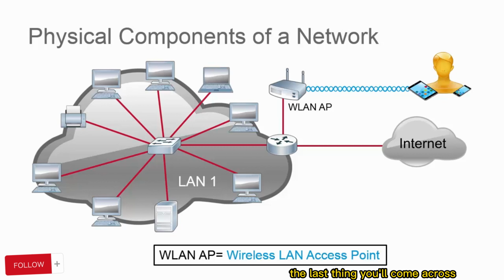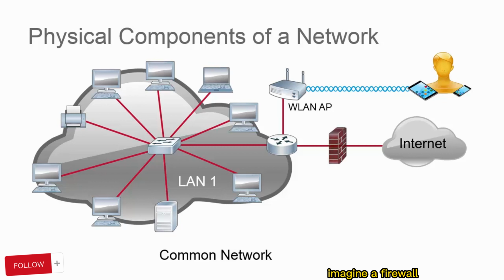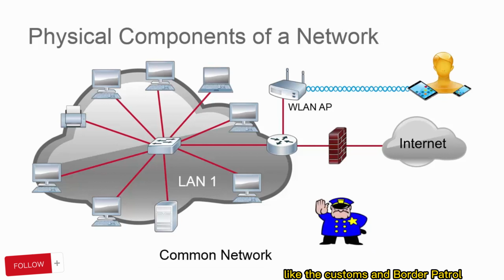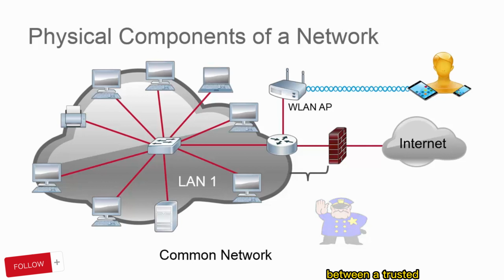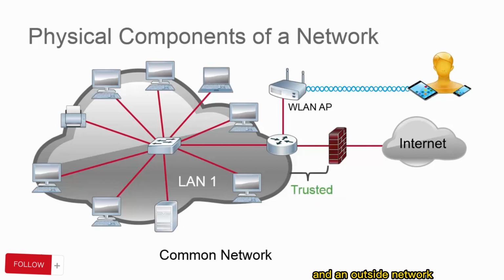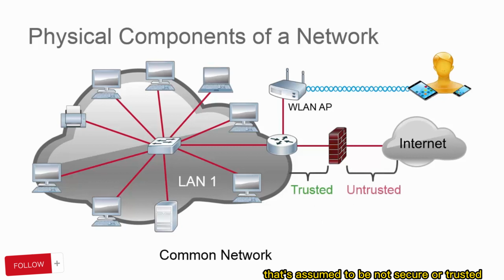The last thing you'll come across, and this is an essential part of an enterprise network, is a firewall. Imagine a firewall like the Customs and Border Patrol. Based on configured security rules, a firewall monitors and controls incoming and outgoing traffic. A firewall typically establishes a barrier between a trusted, secure internal network and an outside network, such as the internet, that's assumed to be not secure or trusted. So this is what enterprise networks look like. Home networks are simpler and have devices that combine all of these elements into one device because there's no need to have enterprise-grade network equipment there.